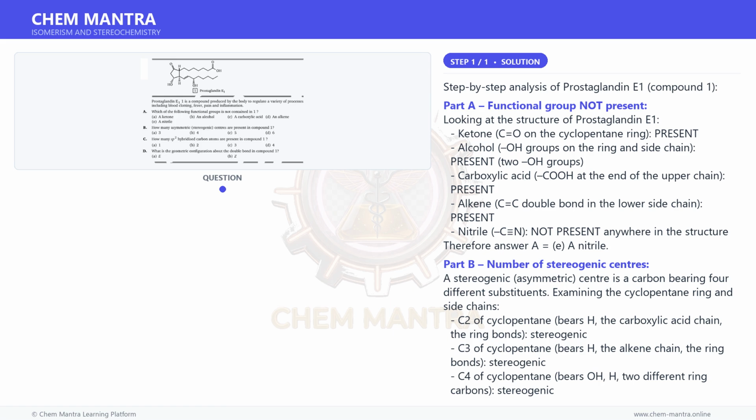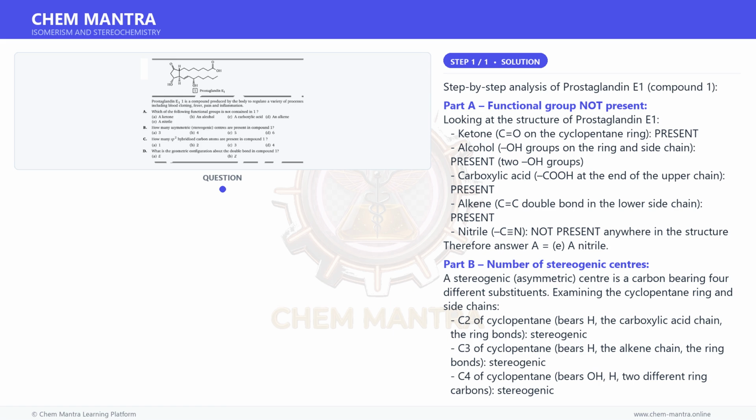Part A, functional group not present. Looking at the structure of prostaglandin E1. Ketone, C=O on the cyclopentane ring, present. Alcohol, OH groups on the ring and side chain, present, 2 OH groups. Carboxylic acid, COOH at the end of the upper chain, present.